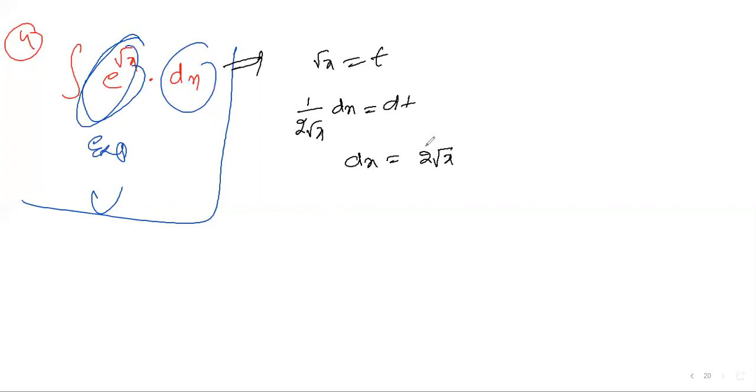So 2 root x, right? Or else, another way, we'll do it simply. I don't want to waste the time. Another simple process I'll tell you. So make it simpler. So root x is t, right?